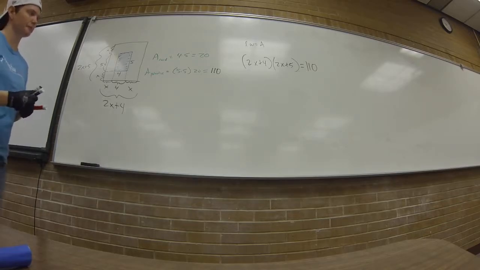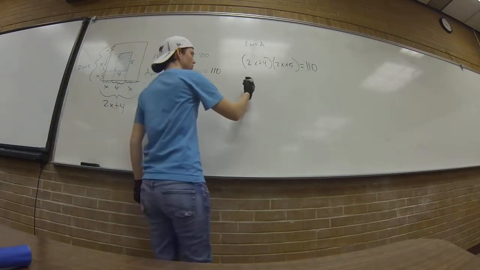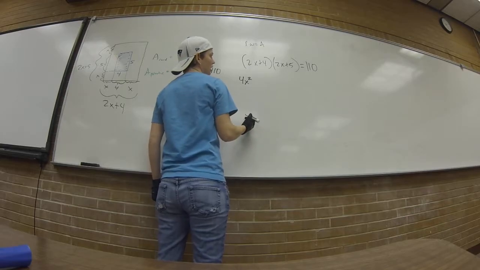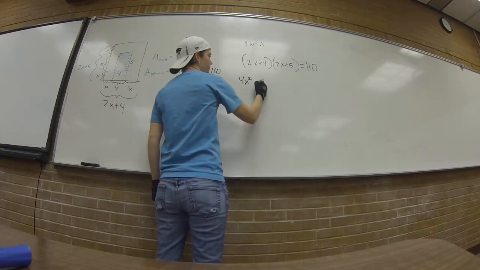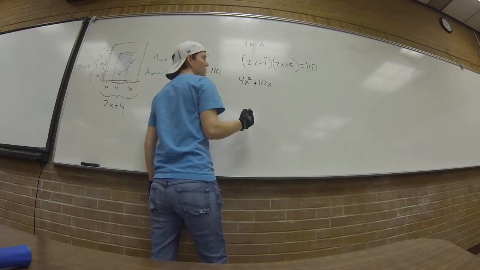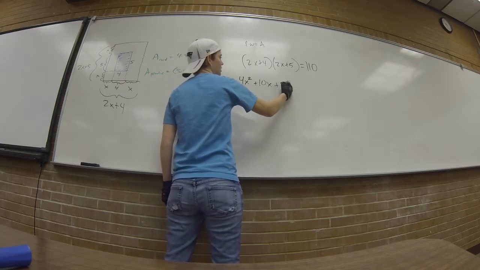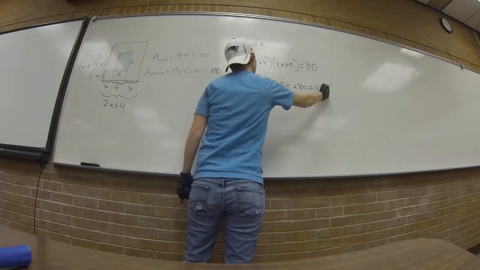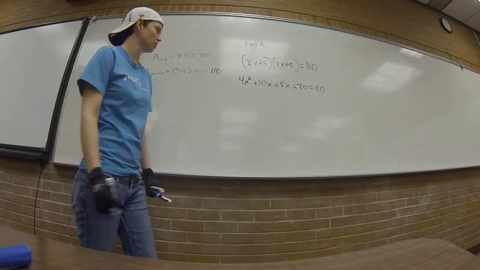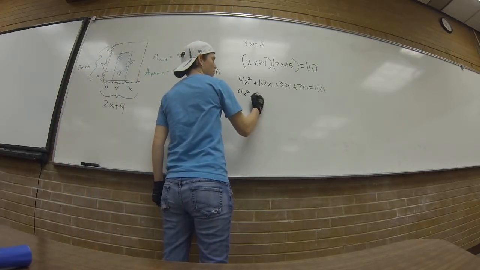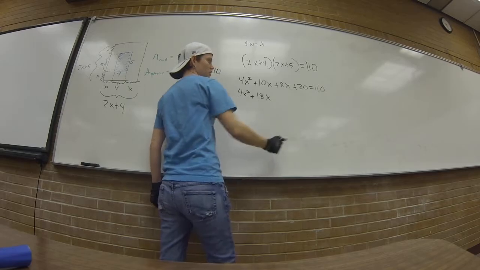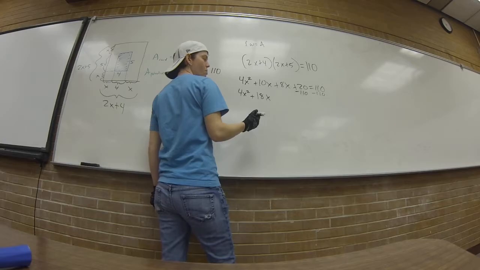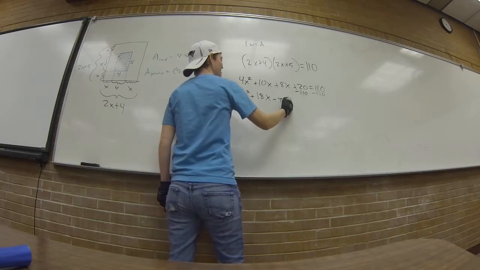What should we do? FOIL first? 4x squared outside plus 10x inside plus 8x last plus 20 equals 110. So 4x squared plus 18x plus 20, subtract 110 off. What do we get? Minus 90 equals 0.